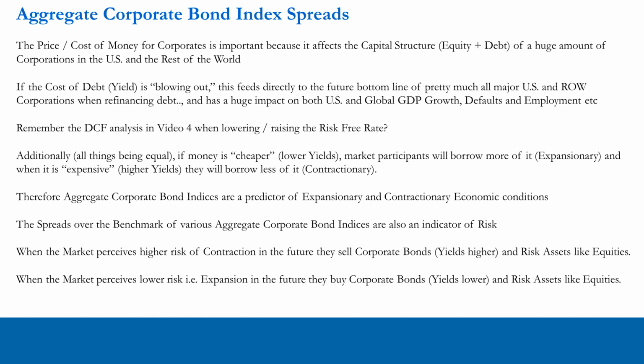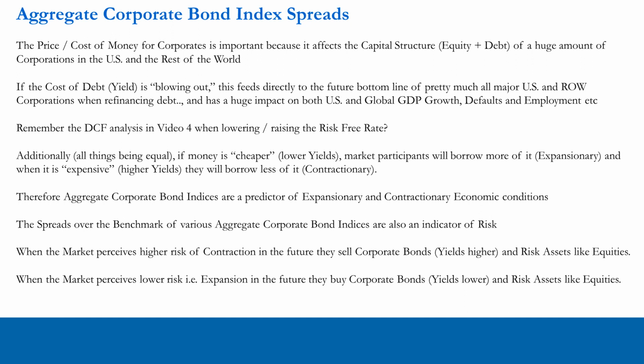On top of that, we have to consider another dynamic. In addition, all things being equal, if money is just generally cheaper, so we have lower yields in the corporate bond market, what's going to be happening? Well, market participants will naturally borrow more of it, and this is expansionary. And then also vice versa. When money is expensive and we have higher yields, they're going to borrow less of it. So it's contractionary. So essentially, we have a compounding set of dynamics. So this is why it's so important to keep an eye on the corporate bond market and keep an eye on aggregate corporate bond indices, and just always have an understanding and appreciation of what's going on in the market.